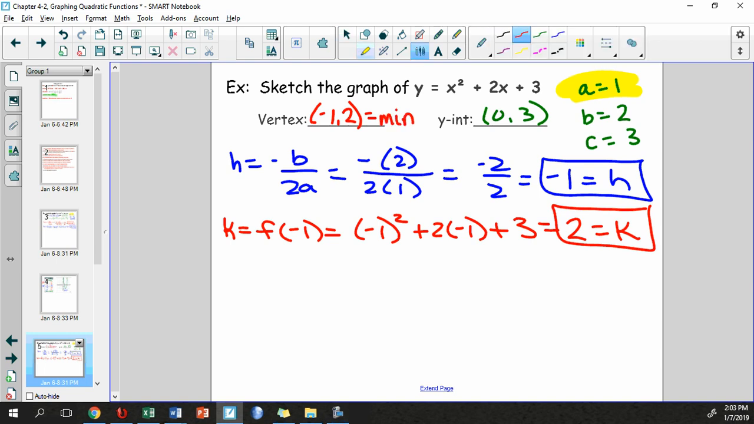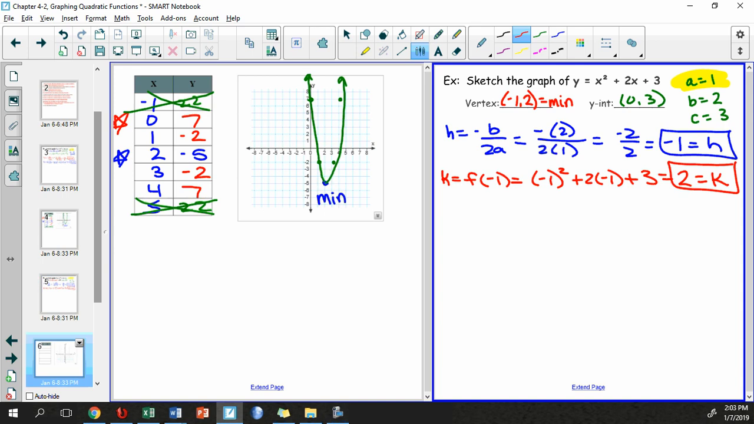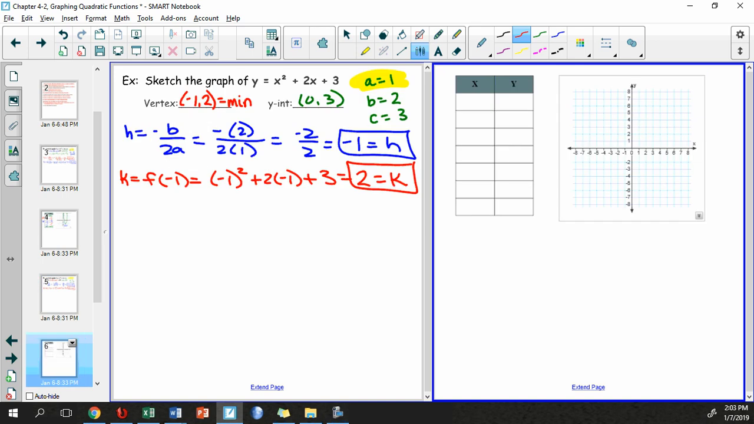So, okay, I'm going to come over here to my next page, and where am I going to put this ordered pair -1, 2 at? In the middle of your chart. So I'm going to put -1, 2 right here, and I'm going to star that because that is my what? My vertex, and that is going to be at -1, 2, and we know that that is a minimum, so my entire graph is above that, correct?